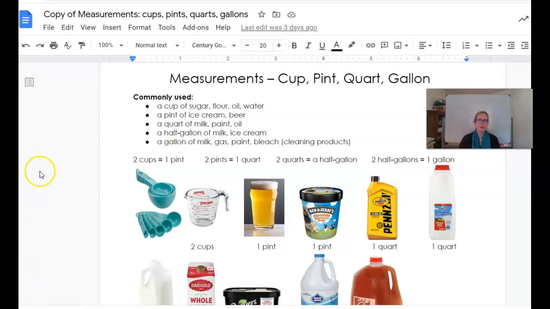Let's talk about measurements for food and liquids, one of my favorite subjects. When we are measuring food and liquid, we talk about cups, pints, quarts, and gallons. So if you are measuring food, you need to buy measuring cups or measuring spoons.